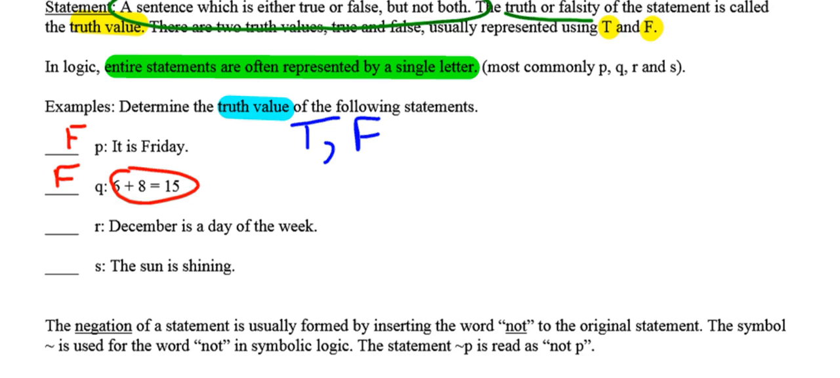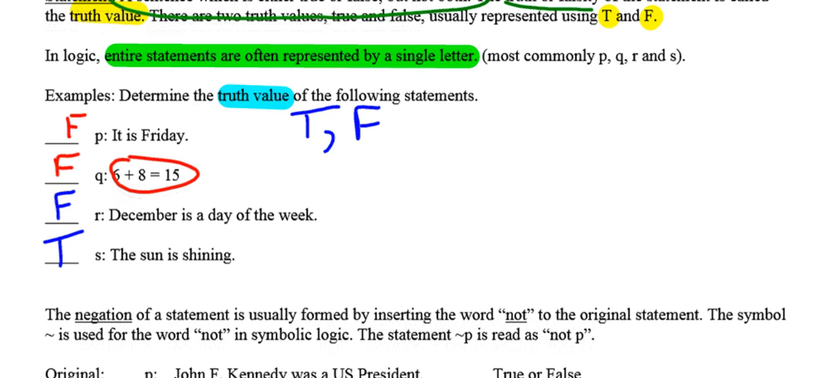In the third example, it says, let statement R represent the statement December is a day of the week. Statement R is also a false statement. And then it says, let S represent the sentence, the sun is shining. And as of right now, the time in which I'm making this video, thankfully, that statement is a true statement. So those examples all dealt with truth value. Is it a true statement or is it a false statement?